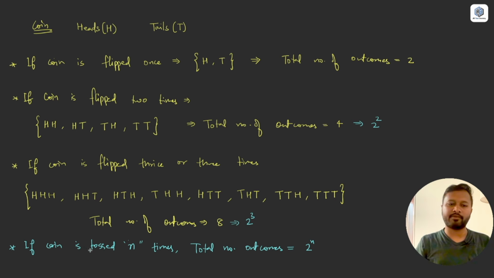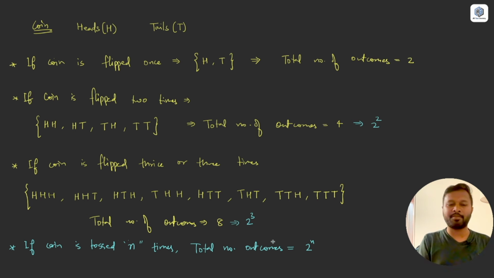So in the same way, if the coin is tossed 4 times, the total number of outcomes will be 2 to the power 4. If the coin is tossed 5 times, it will be 2 to the power 5. Okay, so in the same way, if let's say a random question is asked that a coin is tossed 10 times, then what will be the total number of outcomes, or what will be the total number of possibilities? So in that case, your answer will be 2 to the power 10.